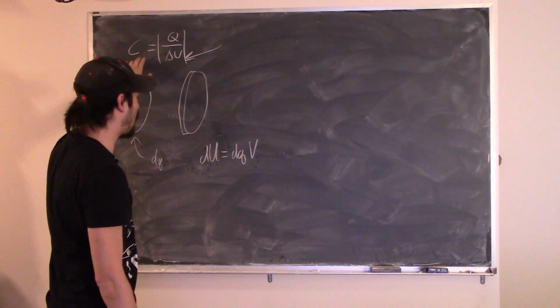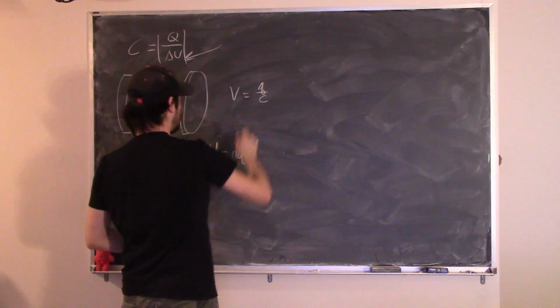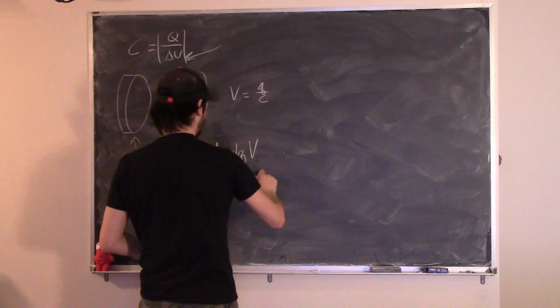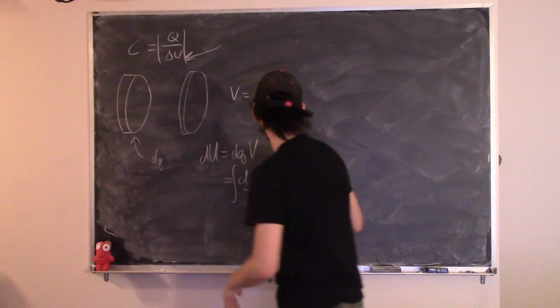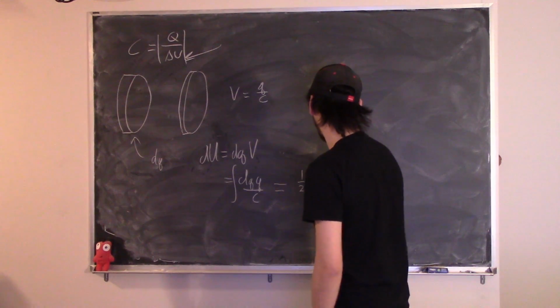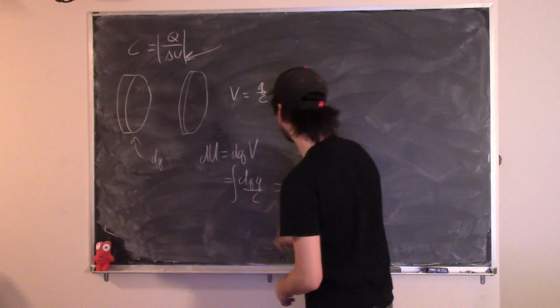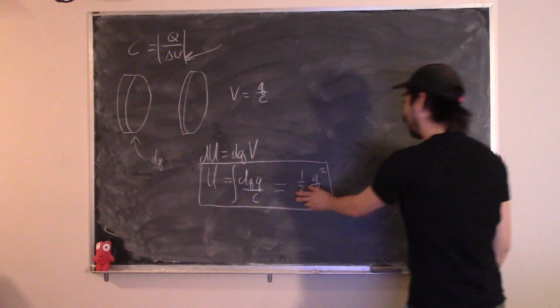Now, V can actually be written in terms of the capacitance. That is to say that V is going to be equal to Q divided by C. And so this is going to be dQ times Q divided by C. And now when I integrate this, it's going to give me one half Q squared divided by C. Okay? And this is the potential energy of a capacitor.